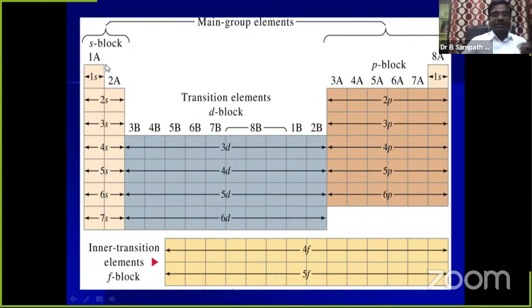And in between this S block and P block, the D block elements are there. So those are in between the S and P block elements, in the middle of the periodic table, and under the periodic table, these F block elements are there.